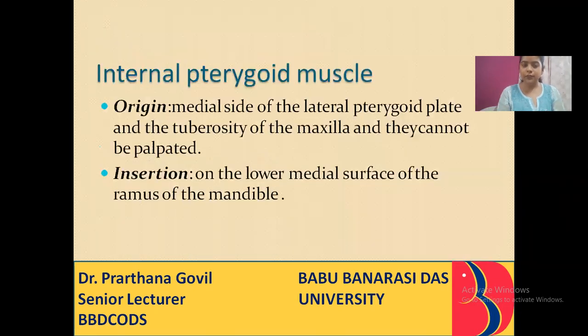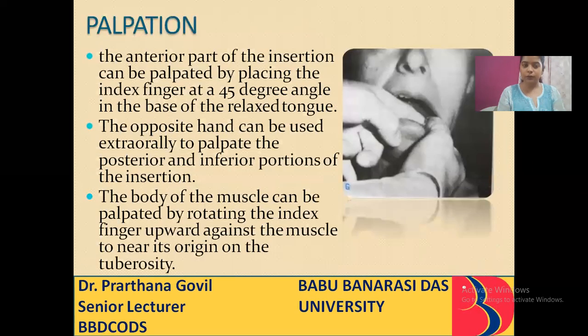Internal pterygoid muscle originates from the medial side of the lateral pterygoid plate and the tuberosity of the maxilla, and it cannot be palpated at its origin. Its insertion is on the lower medial surface of the ramus of the mandible. Now, the insertion can be palpated by placing the index finger at a 45-degree angle, as you can see in the figure, at the base of the relaxed tongue. The opposite hand can be used extraorally to palpate the posterior and inferior portions of the insertion.